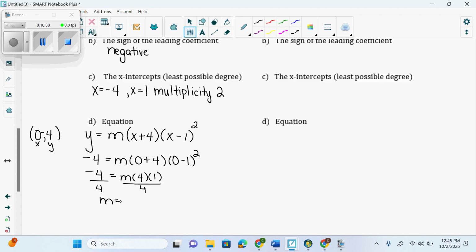M equals -1. And then I get a whole bunch of people boxing that. Is that an equation? Yes. M equals -1 is an equation. Is that the equation of the graph you have above? No. So that has to go into the equation, then box it. So we get y equals -1, x plus 4, x minus 1 squared. And then I just send it. I hope for the best.